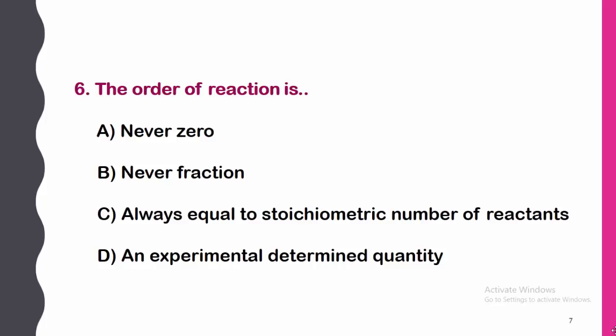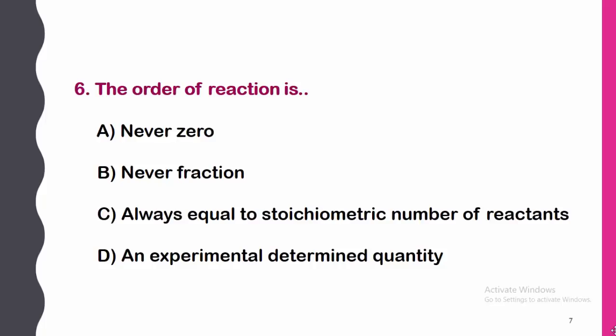Here the options are: the order of a reaction is never 0, never a fraction, always equal to the stoichiometric number of reactants, and the last one, it is an experimentally determined quantity. So here we can see, never 0, but it can have zero order, never a fraction, but it can have fractional order, always equal to the stoichiometric amount of reactant.